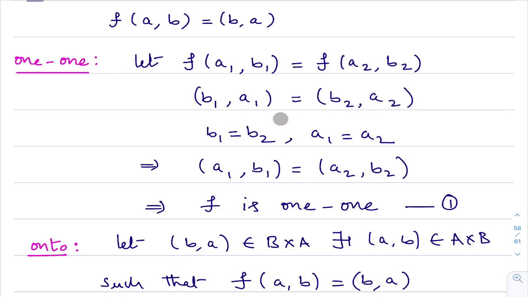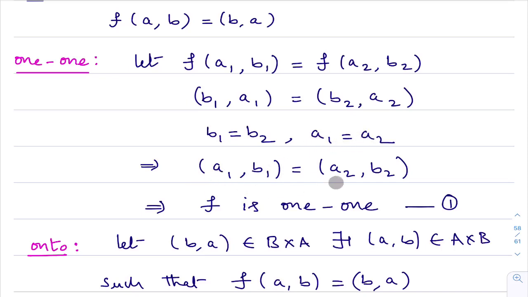Now you see here 2 ordered pairs are equal. 2 ordered pairs are equal means corresponding first coordinates and corresponding second coordinates will be equal. Right? Corresponding first coordinates, b1 equal to b2. Corresponding second coordinates, see here, a1 equal to a2. So what happened here? If I take f of (a1, b1) equal to f of (a2, b2), I got that b1 equal to b2, a1 equal to a2. Here what I'll do, I'll take (a1, b1). Here, in place of a1 I can write a2 because I got a1 equal to a2.